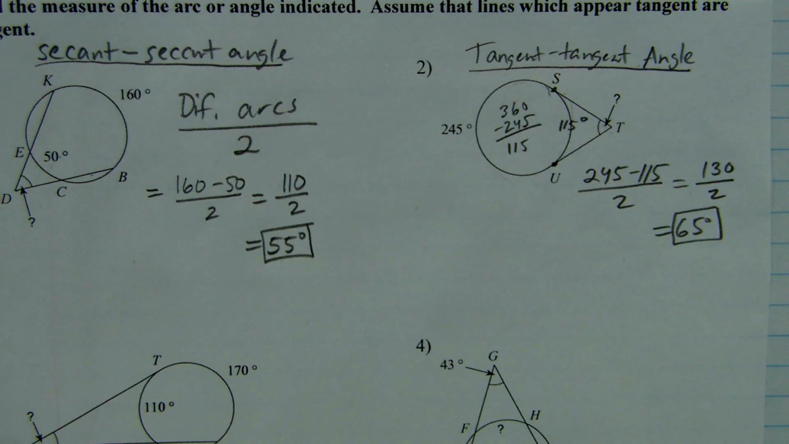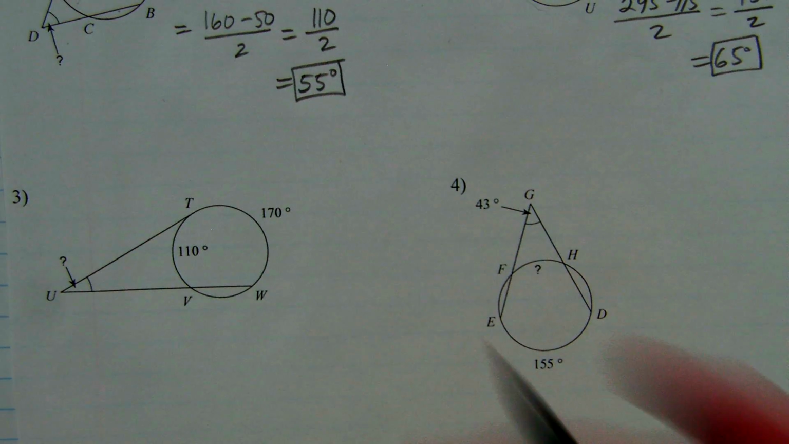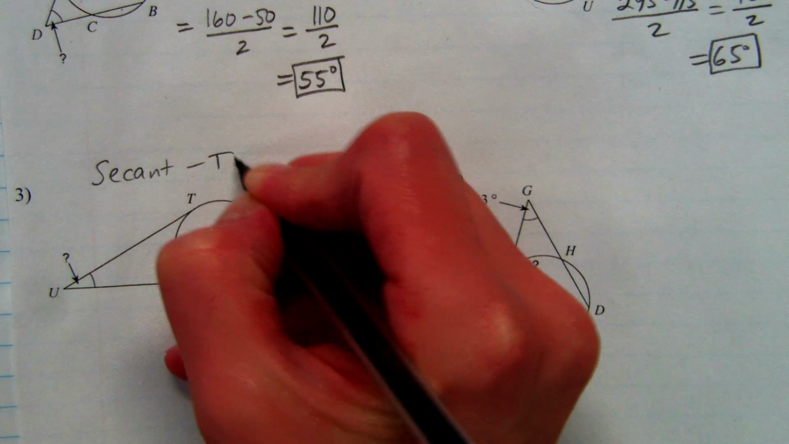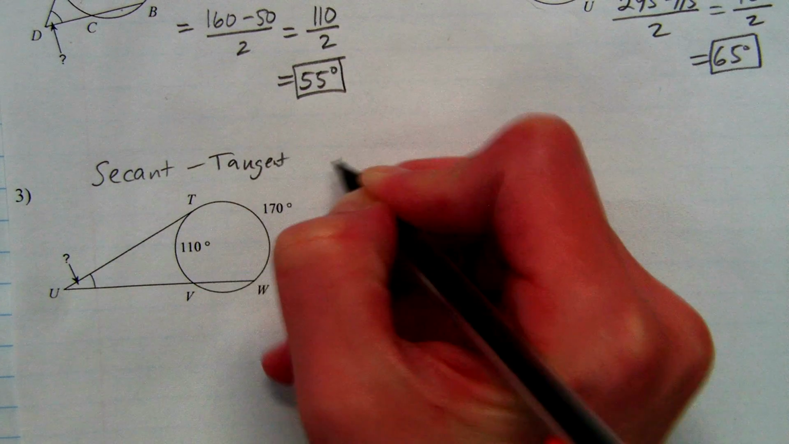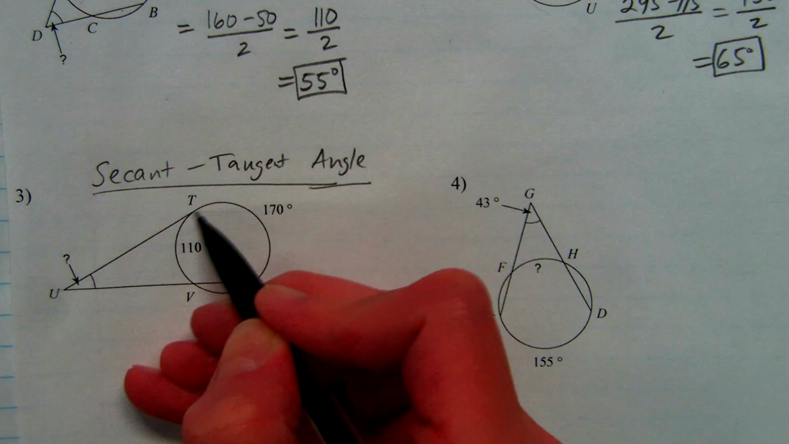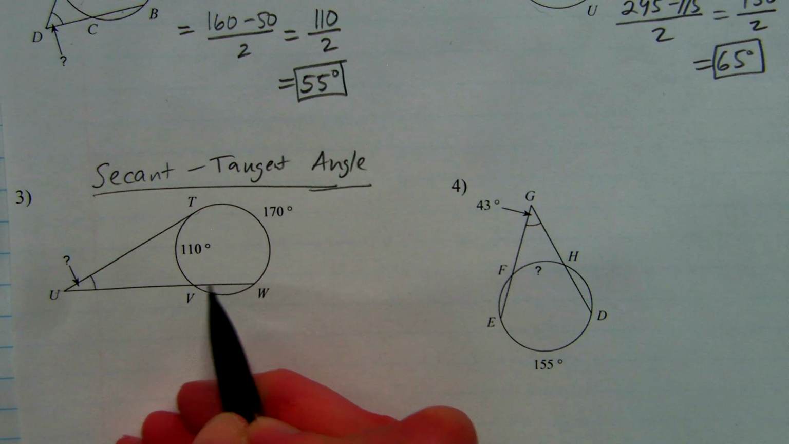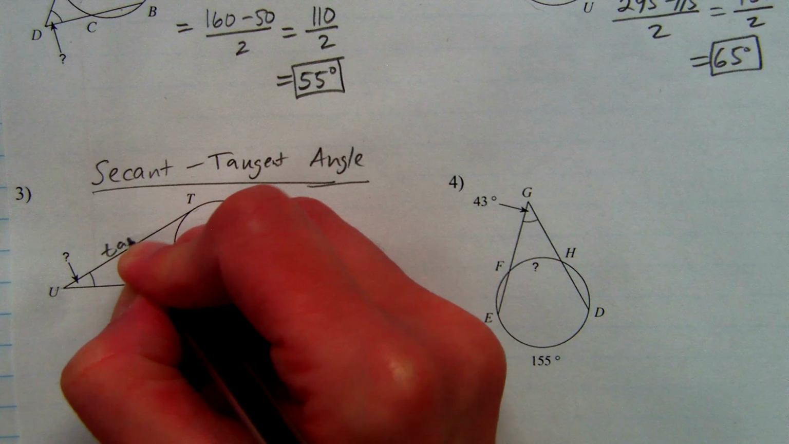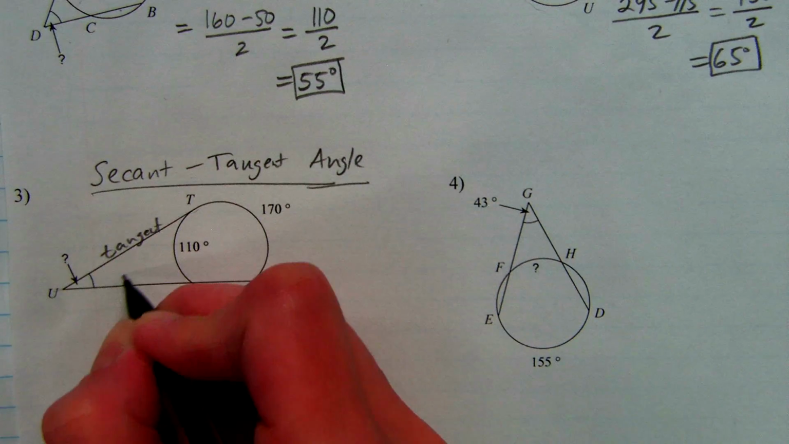Is this next one a tangent secant? Yes, tangent secant. Or actually they call it a secant tangent, but it would be the same thing. So secant tangent angle over here. So this is a tangent line, just touches at T. This is a secant line because it goes through and hits on the other side. So this one, I'll just label these. This is tangent, and this one's the secant.